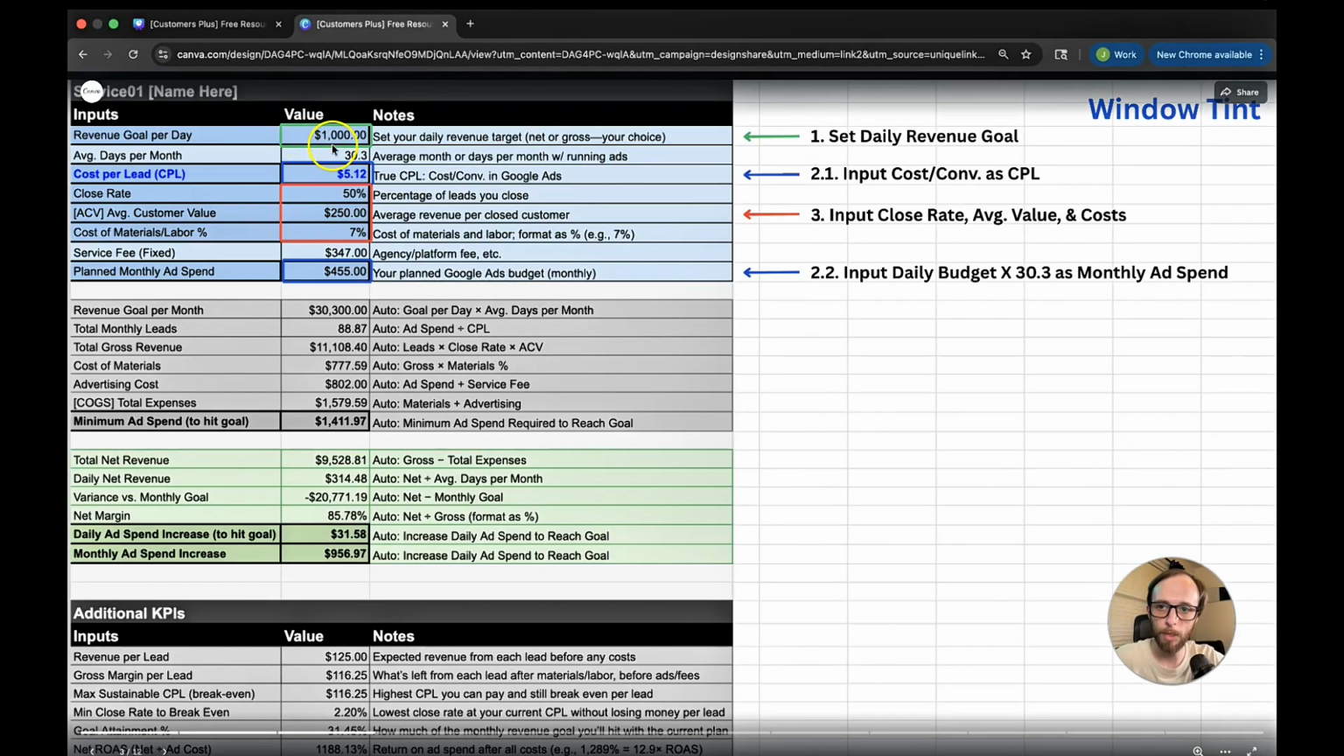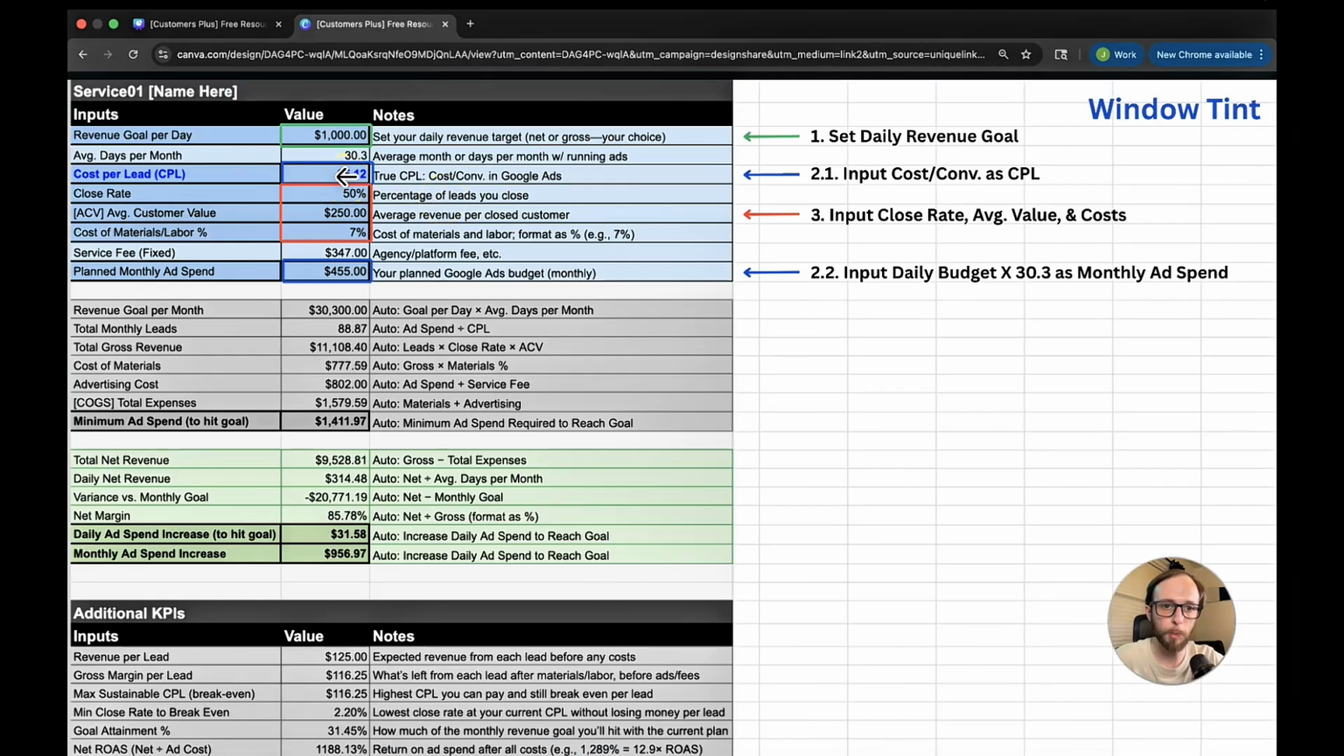So we started by entering our daily revenue goal for this campaign with a nice round number of $1,000 per day. Is what we would like to make. We also input our cost per lead directly from Google Ads, $5.12, as well as our monthly budget of around $455 per month for this campaign. Then we got our last three stats from our CRM, as well as speaking with the client just a little bit. That's for close rate, average customer value, and cost of materials and labor.